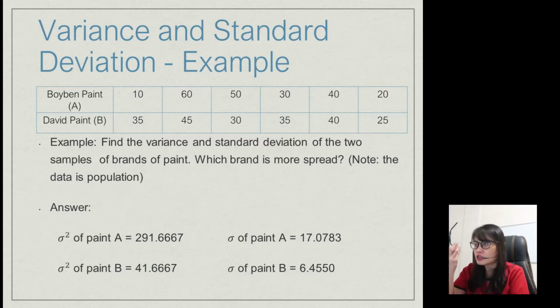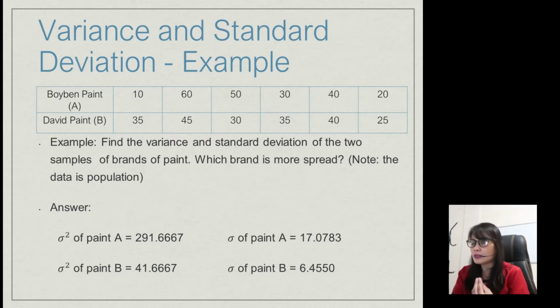Okay, because the standard deviation is higher. If the standard deviation is higher, then it varies more. So that is paint A. If you're talking about the spread of the data, of course you need to choose the larger standard deviation value, which is paint A in this particular case.